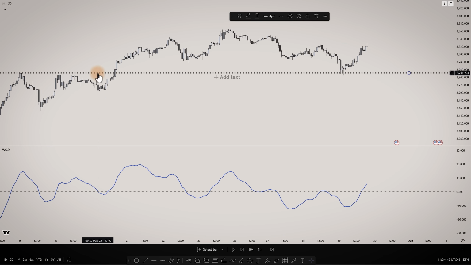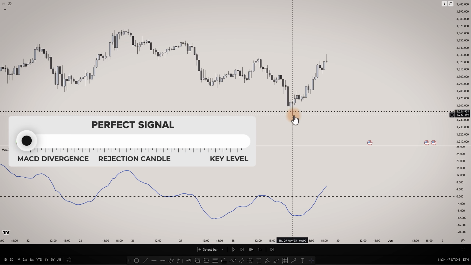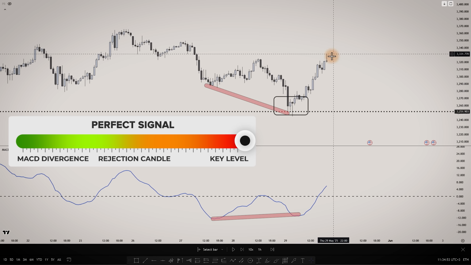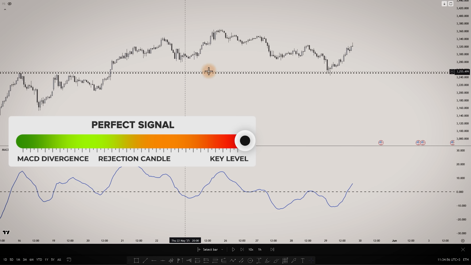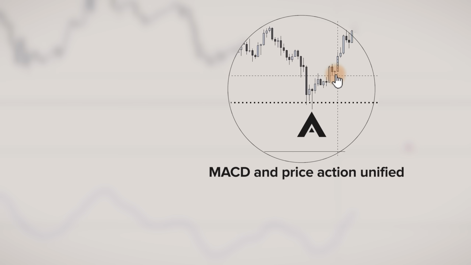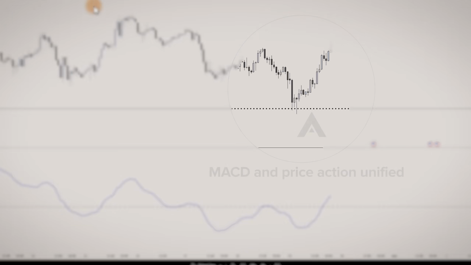Now watch this. MACD divergence plus a hammer candle at support. That's not just a reversal signal, that's a gift from the market. The indicator and price action are both screaming the same thing.